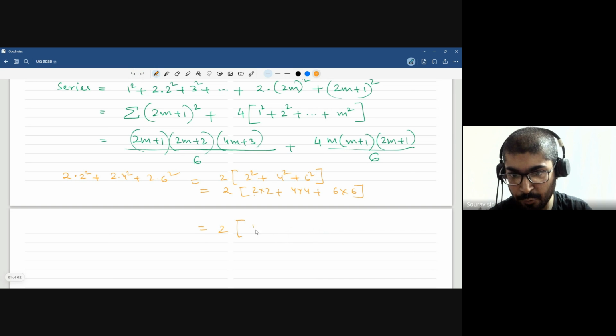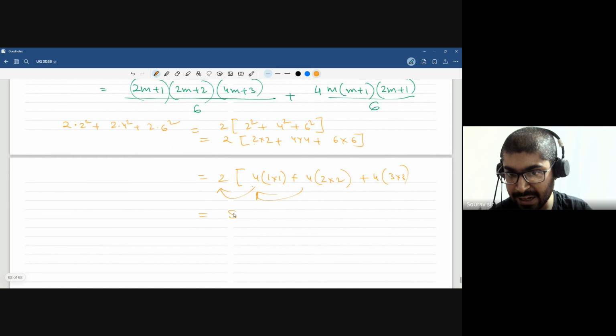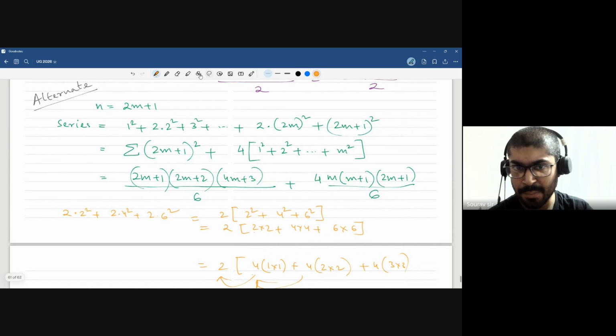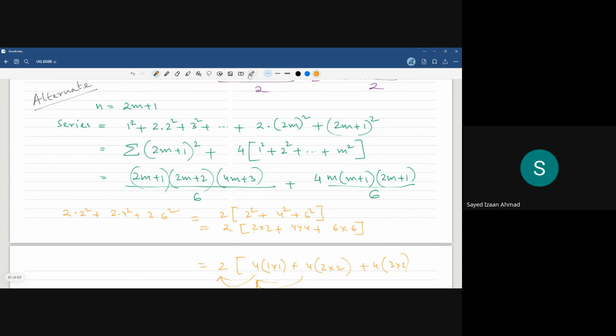If I take 4 outside, I'll get 1 into 1. If I take 4 outside, I'll get 2 into 2. If I take 4 outside, I'll get 3 into 3. Okay, so this 4 can be brought outside once again. So then I should get 8 into 1 into 1 plus 2 into 2 plus 3 into 3. That should work, right? That is why I was getting 8 here. But we are supposed to get 4.